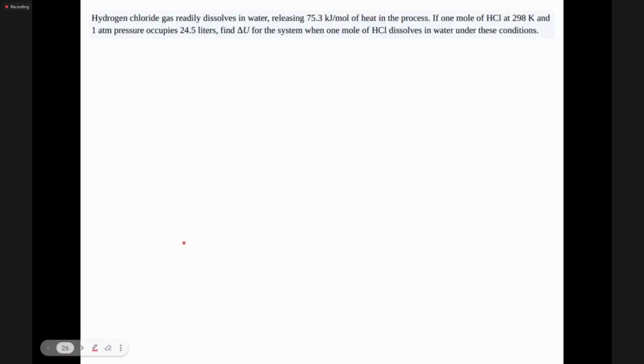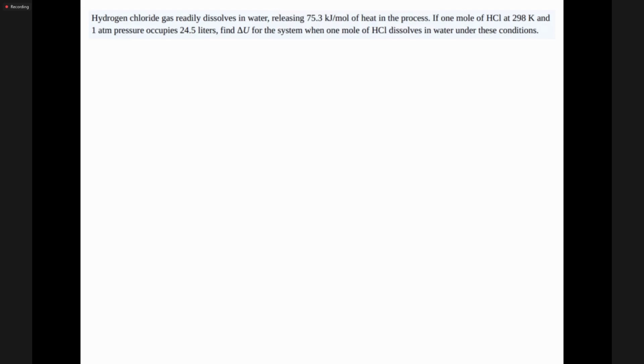Now, there is a last problem of this session, that we will see how we can calculate. From this equation, we see that hydrogen chloride gas, that is HCl, readily dissolves in water, releasing around 75.3 kilojoule per mole of heat in the process. If 1 mole of HCl at 298 Kelvin and 1 atmosphere of pressure occupies this much volume, that is 24.5 liters, find the delta U for the system when 1 mole of HCl dissolves in water under this identical condition.